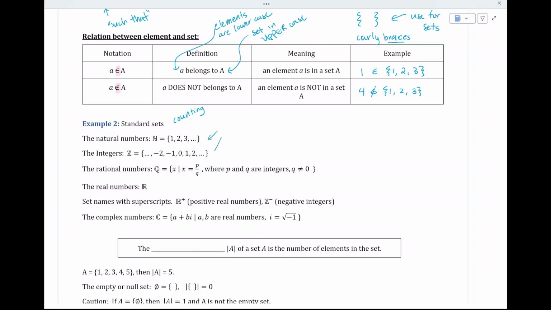So both of these are listed using the roster method. And we can actually use the roster method in this way with the ... meaning it goes on forever.